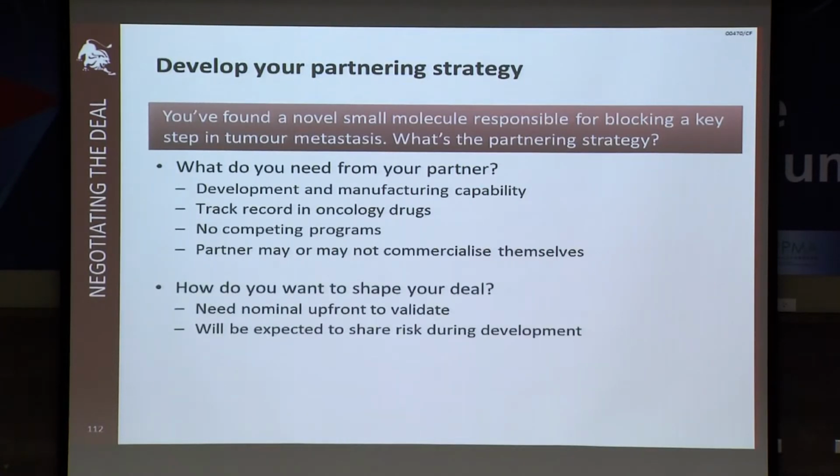How do you want to shape the deal? So again, do we want a big upfront in this deal? Well, it's always good to have some sort of an upfront. One, it's cash coming in through the door, but also it sort of helps to validate that this is a good deal as well, if your partner is willing to put some money on the table.